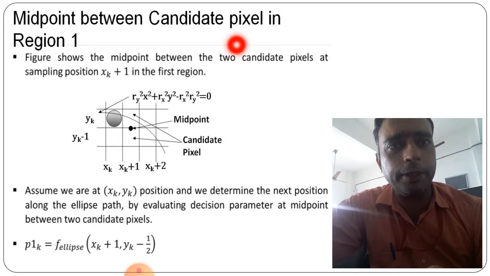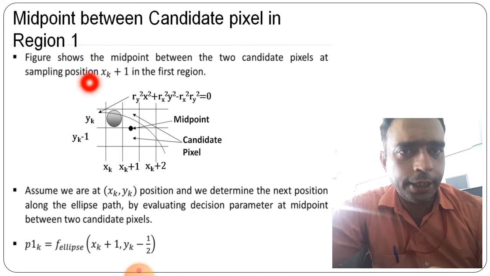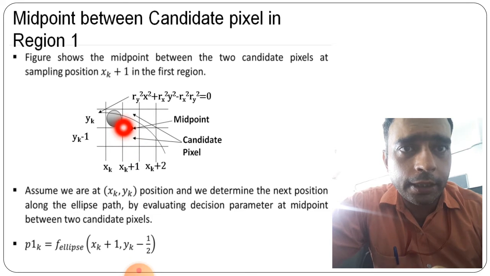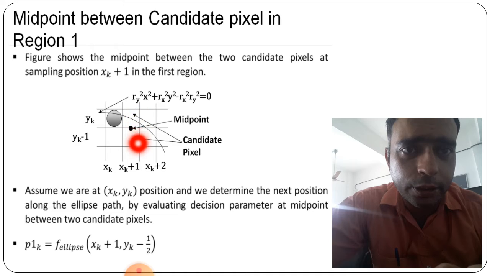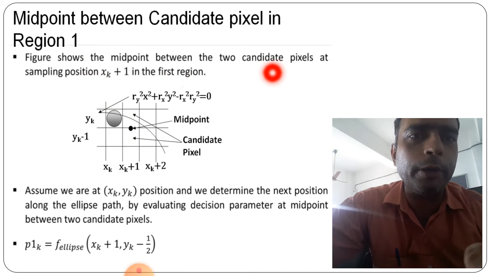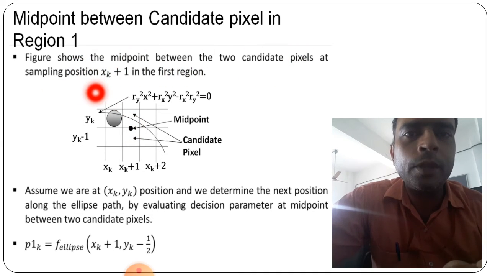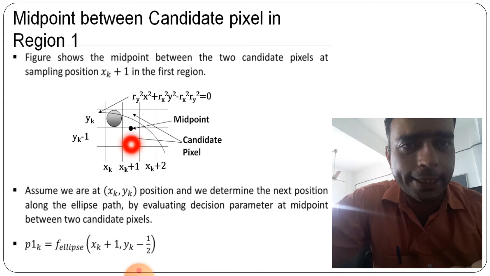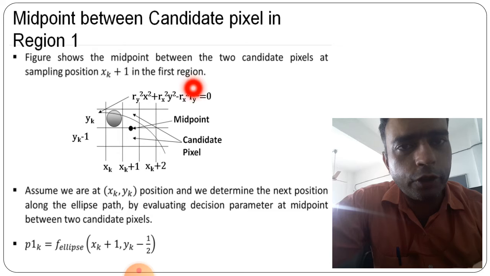So now the midpoint between the candidate pixels in region 1, here we will see. So here the particular midpoint is given here. The midpoint, this is the candidate pixel, that square part is given, right? And the two candidate pixels are these two, up and down. And the middle point is this. This is the midpoint. So the figure shows the midpoint between the two candidate pixels at the sampling position xk comma xk plus 1. So this is the xk plus 1 part in the first region.